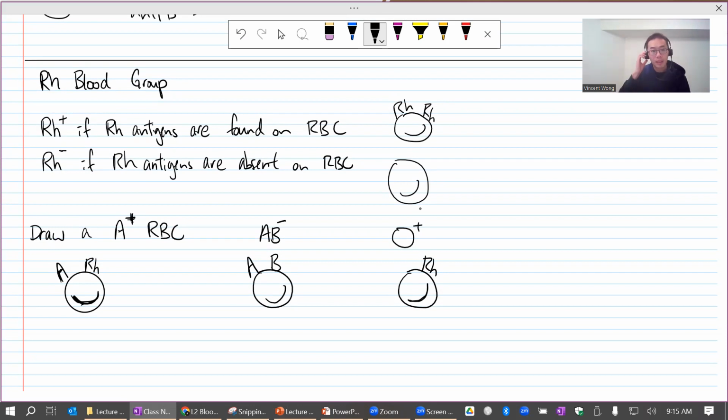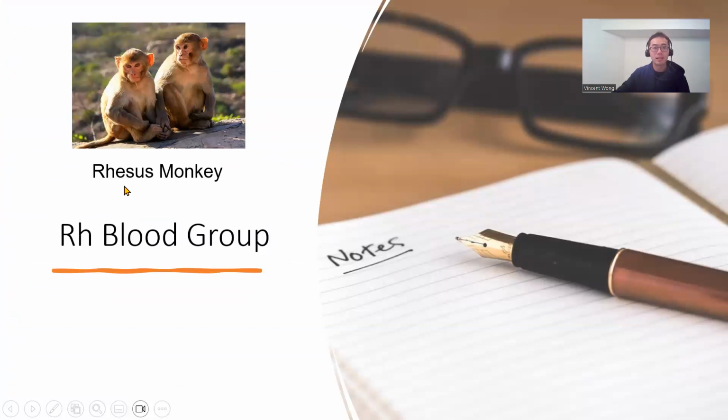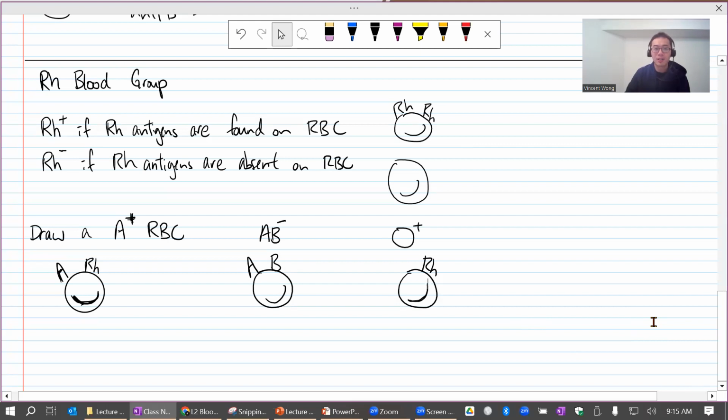What does RH stand for? In the PowerPoint slide, RH stands for rhesus. It's the monkey that it was discovered in. So does a monkey have RH blood? Well, some of them do, and the ones that don't would be RH negative. But the point is they discovered this in the monkey first, so they named it after the monkey. That's all. O negative will have nothing on the surface. That's right. So O negative is like this.